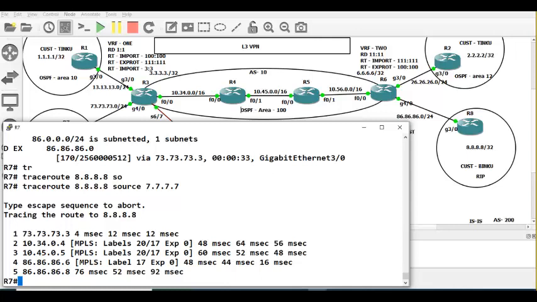So we have covered all the IGP routing protocols on the customer side. They can have any routing protocol. Try this. We'll continue this MPLS in our next session.